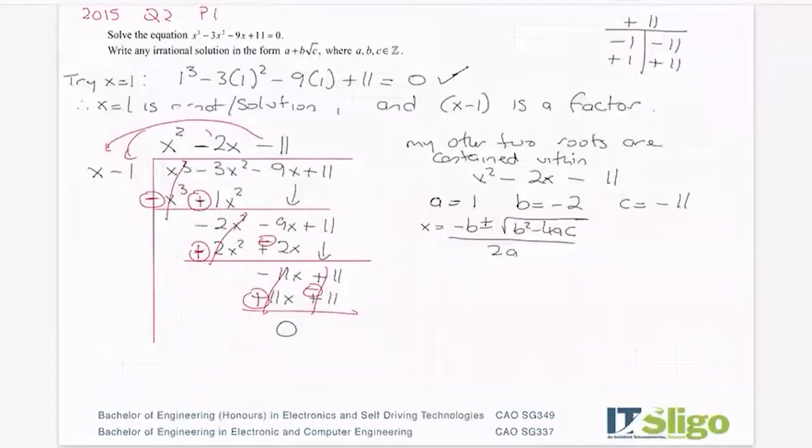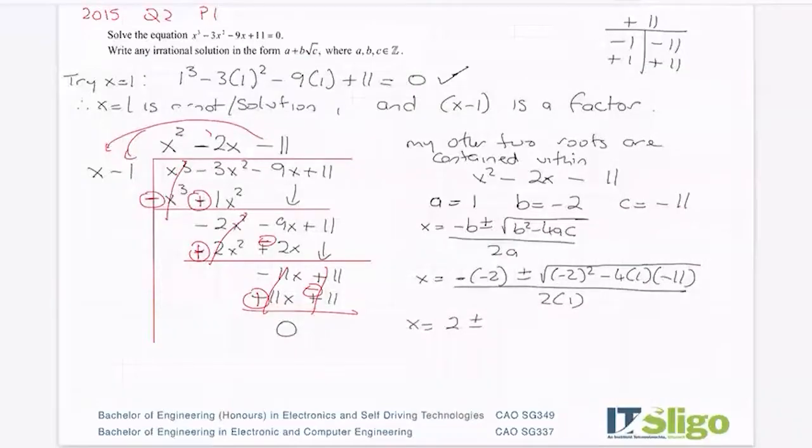So x is equal to minus b, so it's minus minus 2, plus or minus the square root of b squared, so minus 2 squared minus 4ac all over 2a, which is 2 ones. Okay, so it's equal to minus minus 2, which is 2, plus or minus, popping on my calculator, the square root of minus 2 squared minus 4ac.